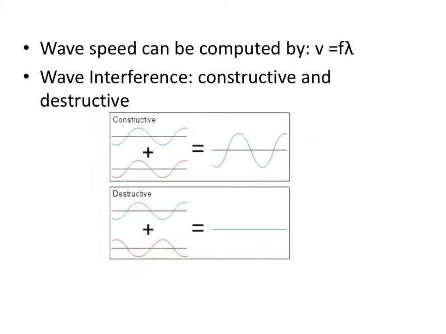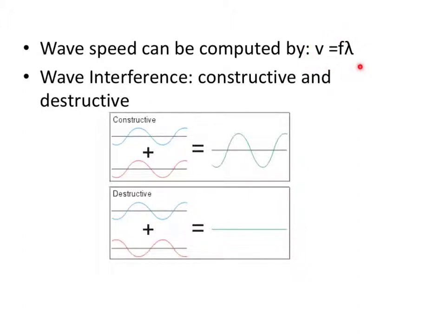So we've said that waves are moving through a material medium or through space, and if they're moving, then it makes sense they would have a velocity. One way that you can compute the velocity of the wave is to multiply the frequency of the wave times the wavelength of the wave. And there's a more thorough, intuitive explanation of why this formula works in your textbook.